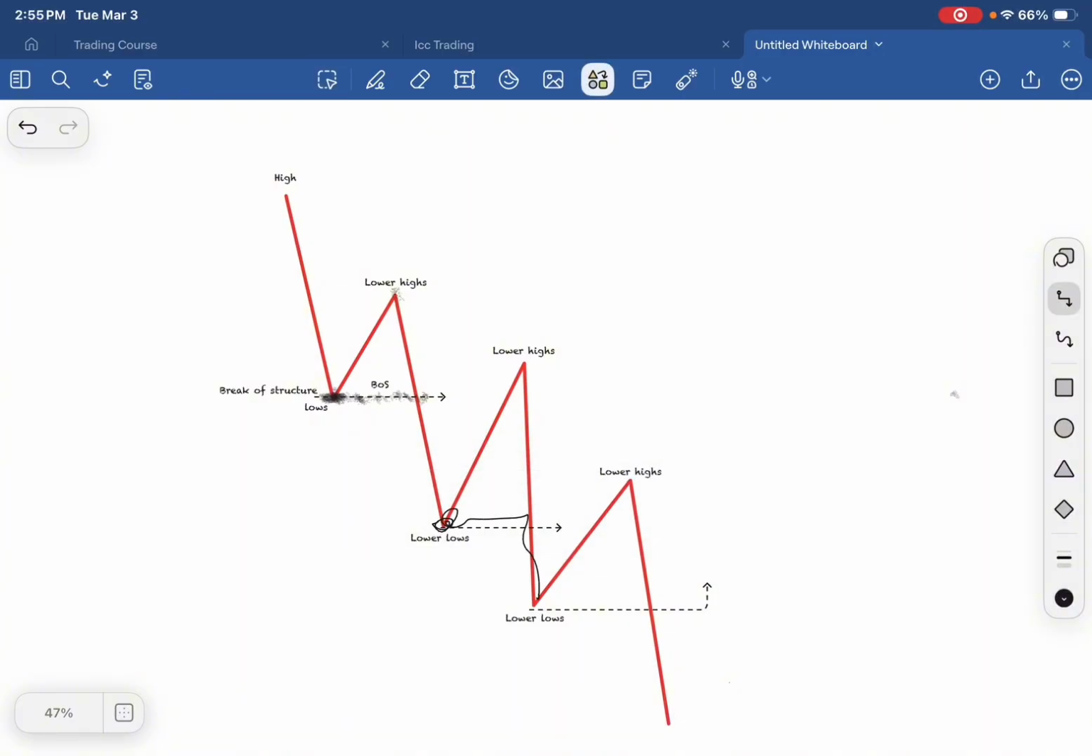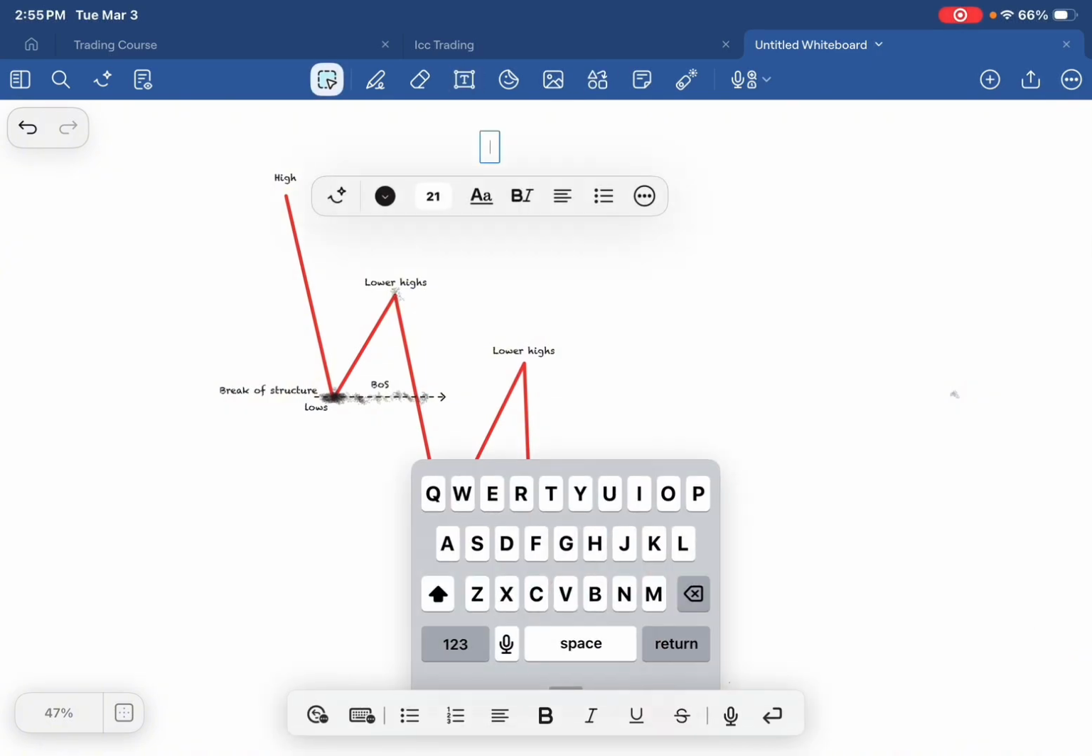Once it breaks it and goes down, it will create a lower low. It will come and retest it and create a lower high. And once it breaks it again, it shows that sellers are in control of the market. So write this down. This is the in-depth of market structure: downtrend. Let me put downtrend because it's a good one.